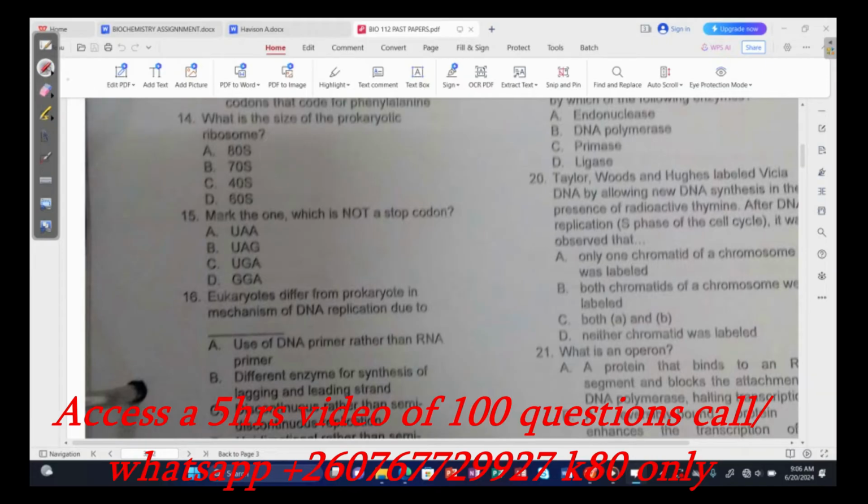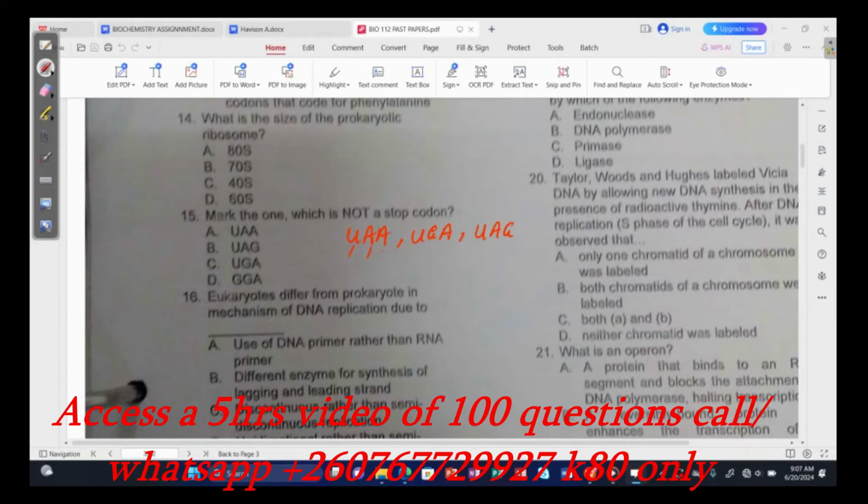Question 15. Mark one which is not a stop codon. So we have 4 of these codons, meaning that 3 of them are stop codons except one, and that is going to be the correct answer. How many stop codons do we have? We only have 3 stop codons, okay? And what are these? We have UAA, UGA, and also UAG. These are the only 3 stop codons which we have wherever you may go.